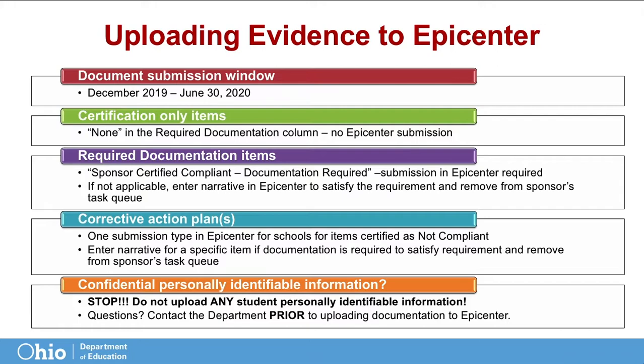The same is done for any item that requires documentation and has a certification determination of sponsor certified not applicable. Simply make the notation not applicable. Sponsors will make one submission that includes all applicable corrective action plans for which the school was certified as not compliant. Please be sure to indicate in some way on the document which item or items to which it applies.